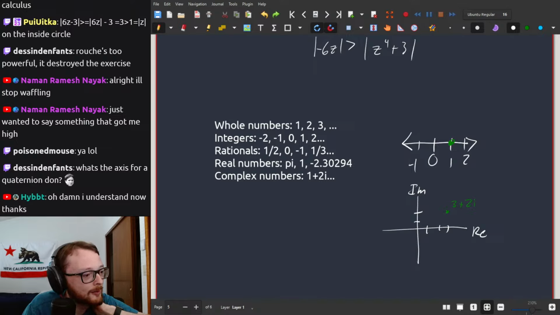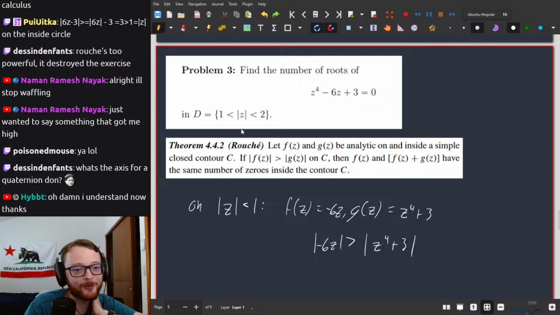Naman was saying instantaneous velocity, right? Yeah, that's fair, Naman. The X is for quaternion? We just have 4 axes then, right? Rouche's is too powerful, destroyed the exercise? Oh, was there a different way that we were supposed to solve this, Dessen?